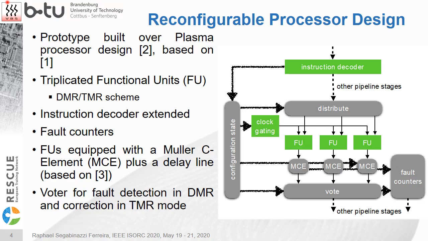We then built our prototype for the configurable processor design. Based on the Plasma processor, we basically triplicate the functional units to enable double or triple modular redundancy. We extended the instruction decoder, adding new opcodes to control the reconfiguration and read from some fault counters to keep track of the detected faults in the design. We also equipped each functional unit with a Muller C element plus a delay line to filter small glitches in the logic. Finally, we add a voter to enable fault detection in DMR and fault correction in TMR configuration.